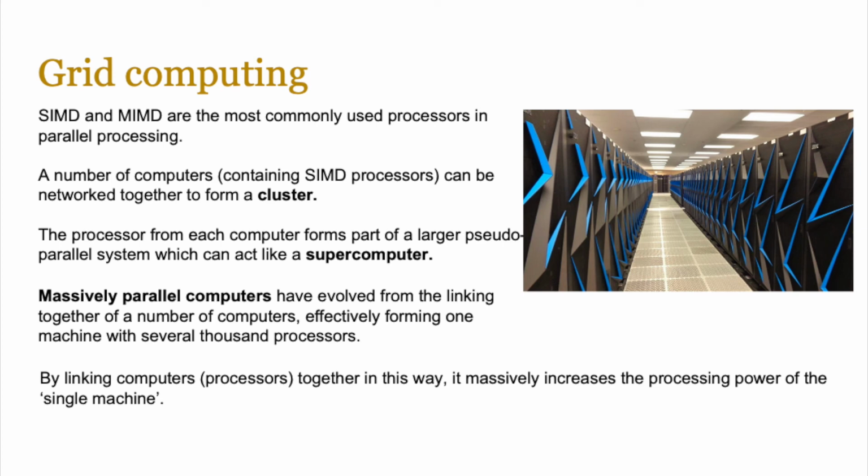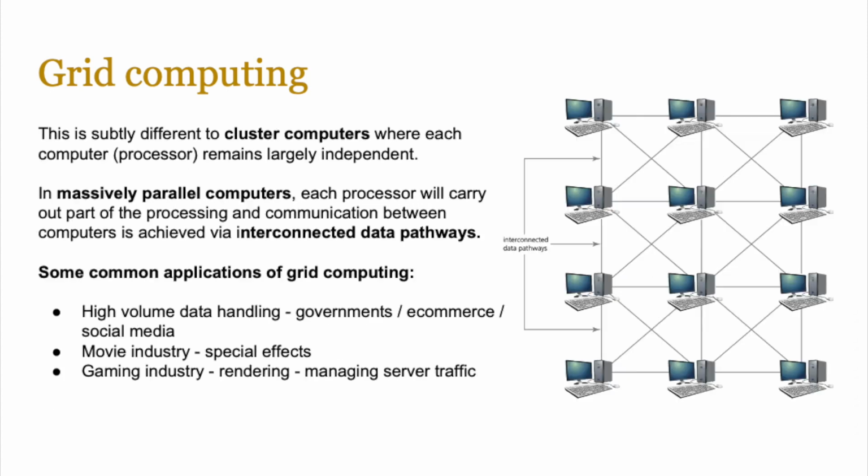And massively parallel computers have evolved from linking together a number of computers, effectively forming one machine with several thousand processors. By linking computers or processors together in this way, it massively increases the processing power of the single collective machine, in effect creating a supercomputer. Now, this is subtly different to cluster computers, where each computer or processor remains largely independent. In massively parallel computers, each processor will carry out part of the processing, and communication between computers is achieved via interconnected data pathways. These data pathways are used to transfer data between the different computers in the cluster network.